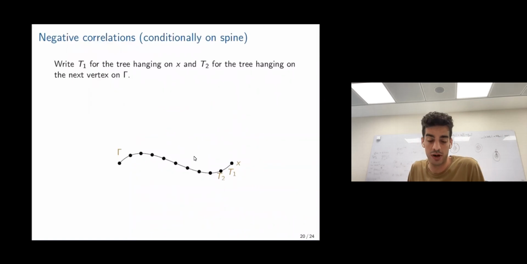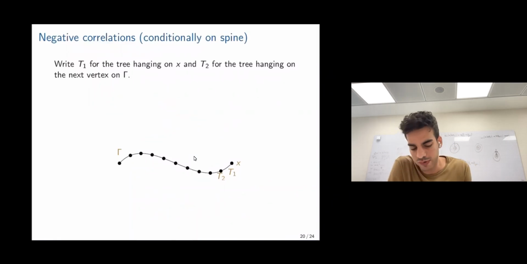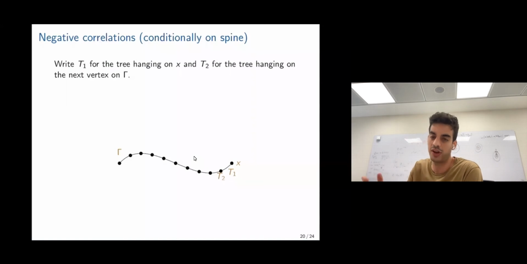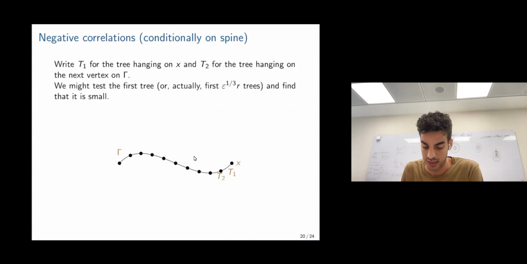So now what I'll show is just what can go wrong for 2 trees. I write T1 for the tree hanging on X, and I would write T2 for the tree hanging on the next vertex next to X. And what I want to convince you is that it's possible that the tree hanging on X can be small, but that it also implies that the tree that is hanging on the next vertex will be small. And that's using this super nice drawing.